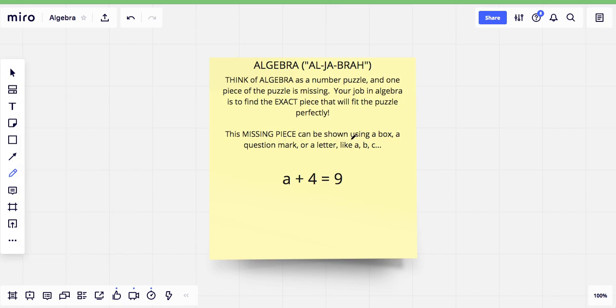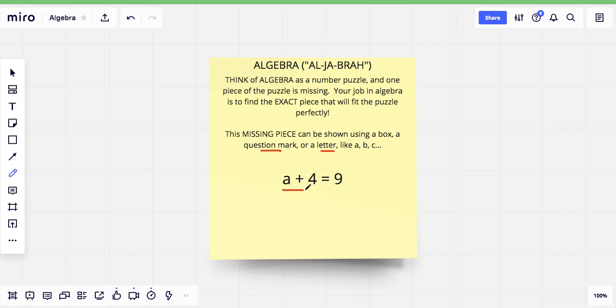The missing piece in algebra is often shown using a box. It could be a question mark. It could be a letter like A, B, or C. And here's an example problem for you. A plus 4 equals 9. Now we know we can't add letters and numbers to make a new number, just like we don't add apples and oranges and say that together we get a greater pile of apples. So we have to find out what is A's value, what is it worth, okay?